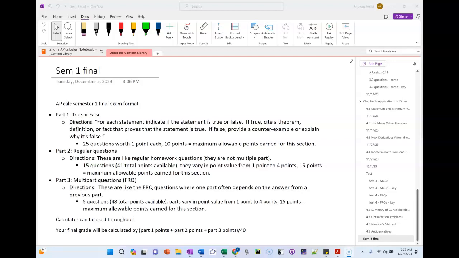Beck, time-wise, how would you suggest we break it up? What do you think will take the longest to get the points? So Beck is asking, what do you think is going to be the longest to get the points? That's probably going to vary from person to person. My suggestion to you is just read the question. If you know exactly what to do immediately, do it. If you don't, skip it.